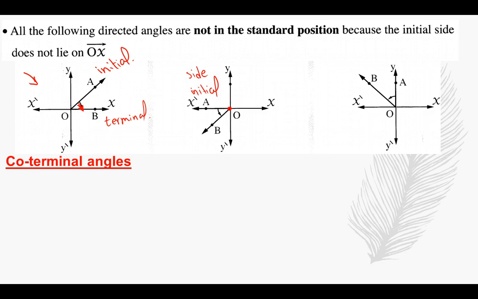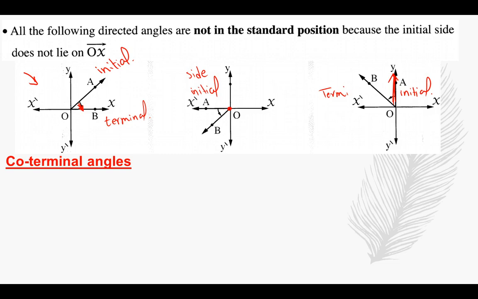The last one, look at the direction of the arrow. Here OY is the initial side, and OB is the terminal side. But the initial side is not the positive direction of the x-axis. Here the initial side is the positive direction of the y-axis. So this angle is not in the standard position.